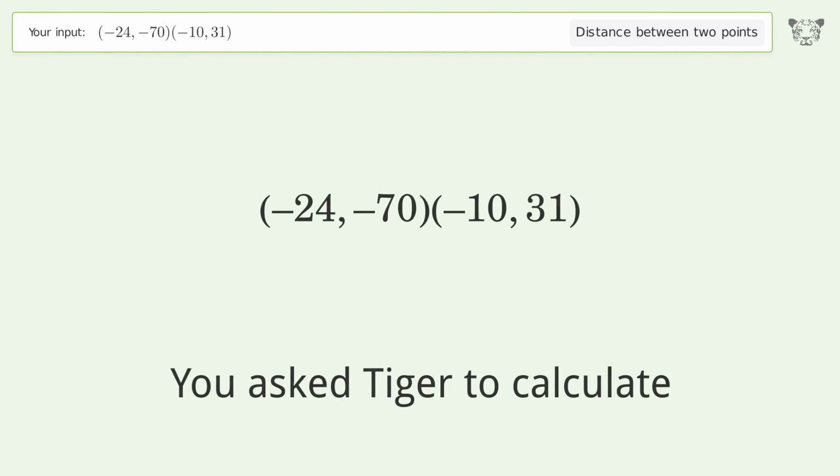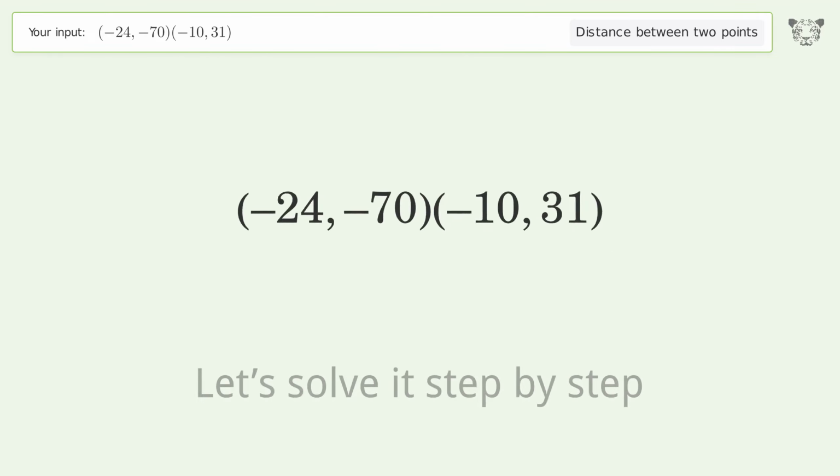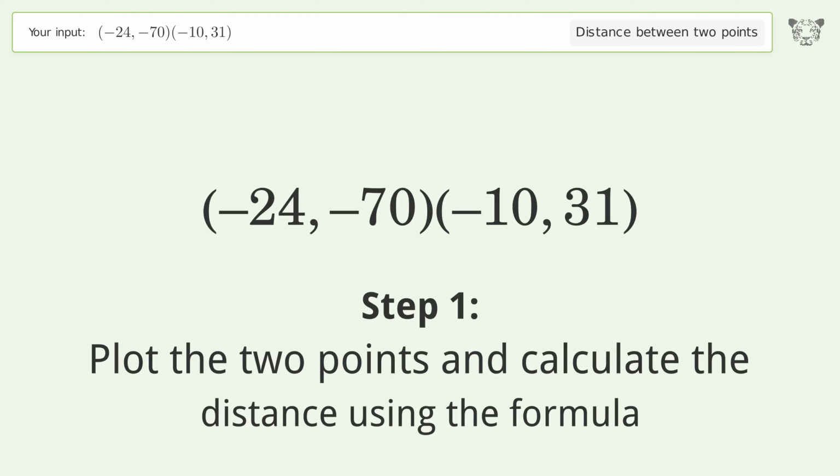You ask Tiger to calculate. This deals with the distance between 2 points. The distance between the 2 points is the square root of 10,397 or 101.966. Let's solve it step by step. Plot the 2 points and calculate the distance using the formula.